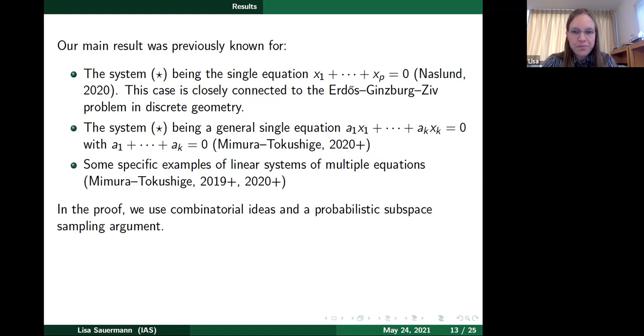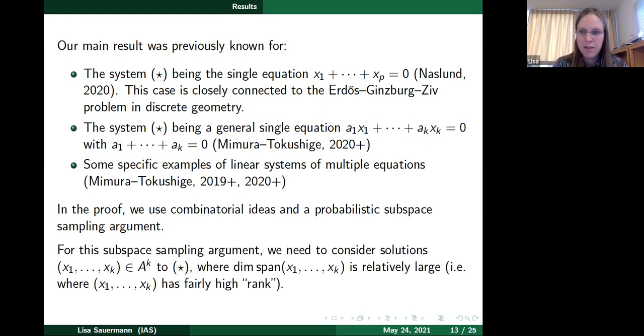And so in the proof of our main result with this distinctness condition, we used combinatorial ideas as well as a probabilistic subspace sampling argument. But when we do subspace sampling, it's always important to pay attention to, when we consider a solution x1 to xk to the system, what the rank of the solution is. So what the dimension of the span of the vectors x1 to xk in this solution is.